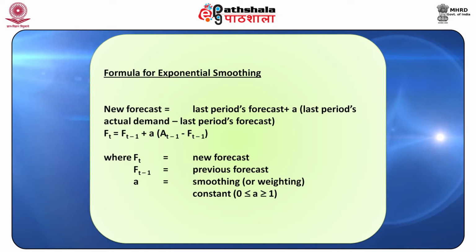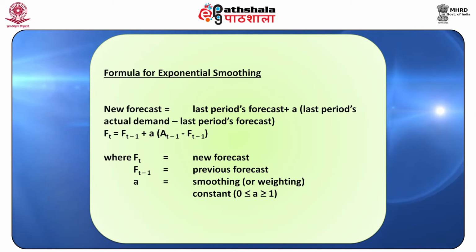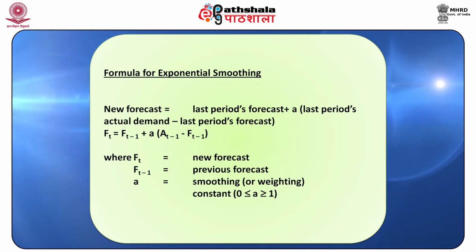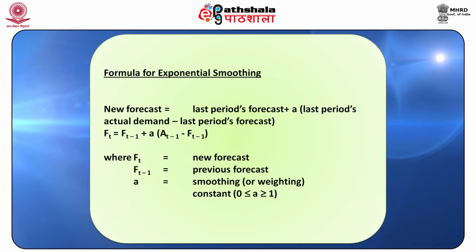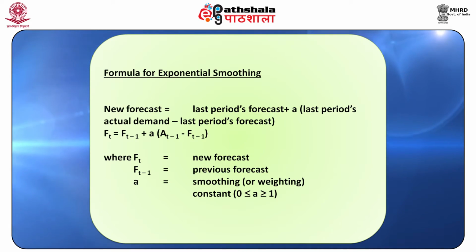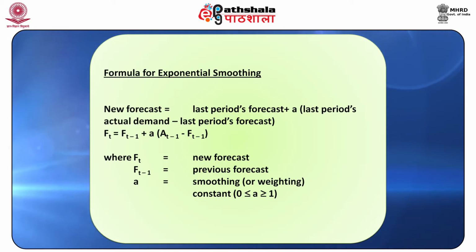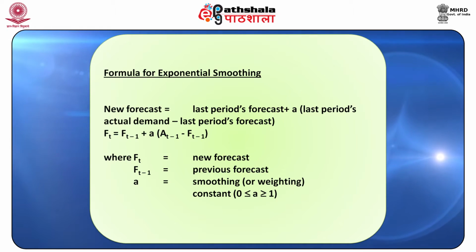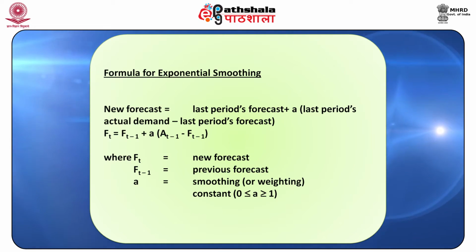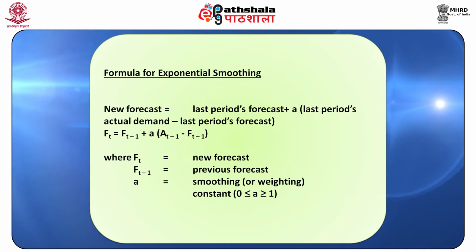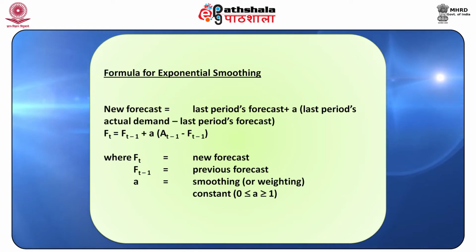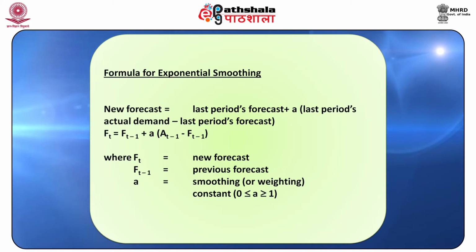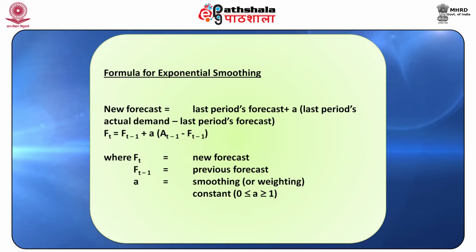Formula for exponential smoothing: new forecast is equal to last period's forecast plus A times last period's actual demand less last period's forecast. Ft = Ft-1 + A(At-1 - Ft-1), where Ft is the new forecast, Ft-1 is the previous forecast, and A is the smoothing or weighting constant, where A is greater than or equal to 0 and less than or equal to 1.